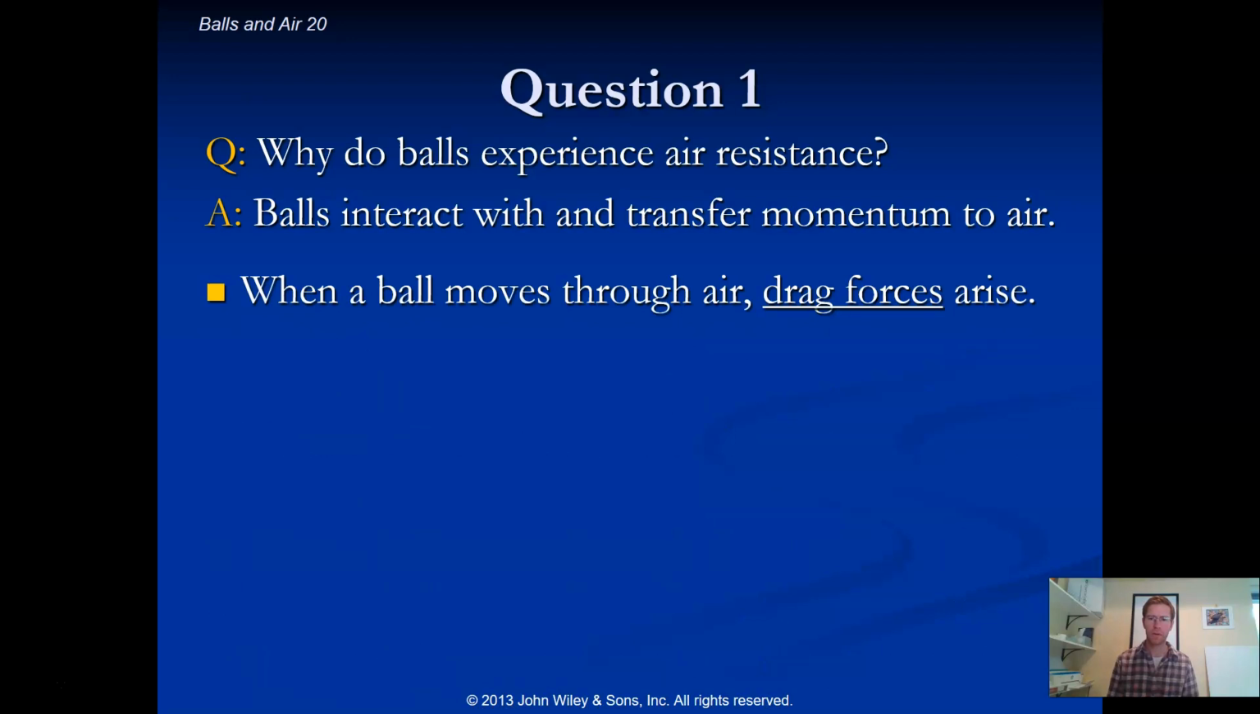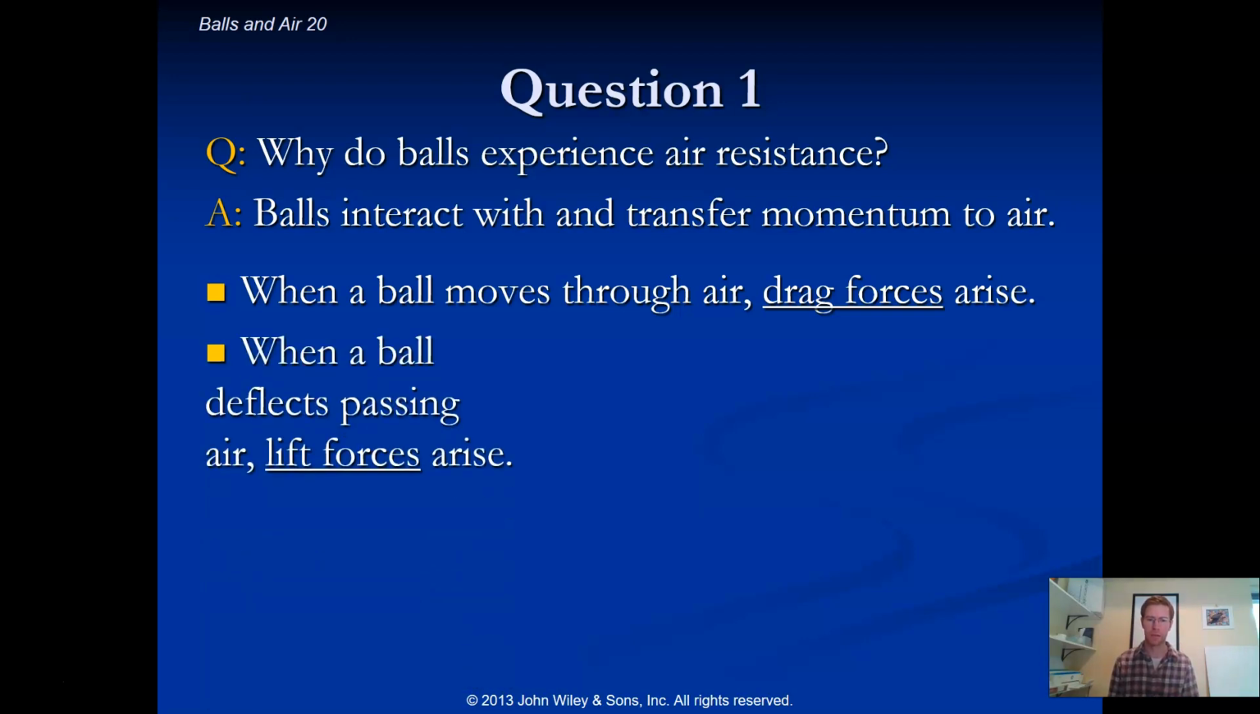So when a ball is moving through the air, drag forces happen. Drag forces are another name for air resistance, and there's two types of drag force that we'll be talking about in just a little bit. You can also have balls experiencing what we call lift forces. Those are forces, as I mentioned yesterday, that are perpendicular to the direction of motion. So if my ball is moving this direction, drag forces are going to be backwards against the direction of motion, and lift forces are going to be perpendicular to the direction of motion to cause it to curve up or down or left or right.